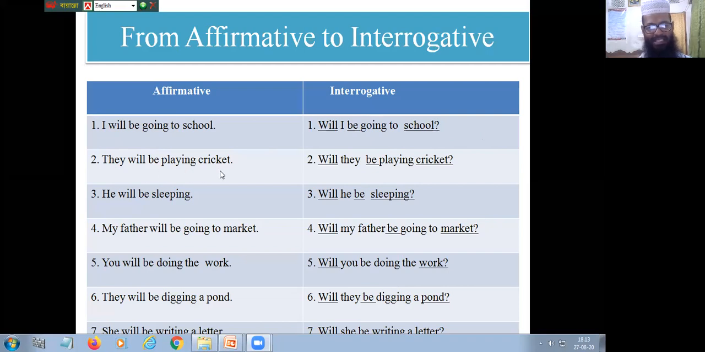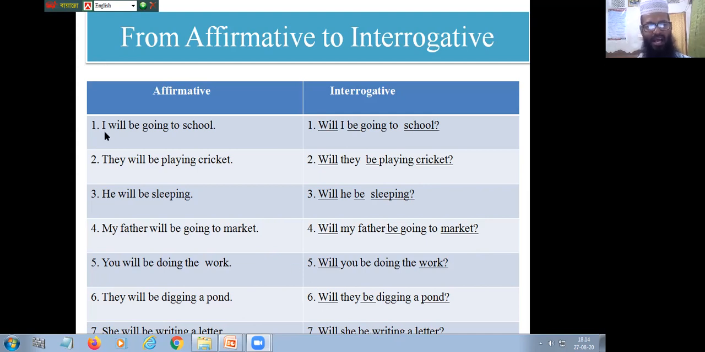They will be playing cricket. Will they be playing cricket? Understand? He will be sleeping. Will he be sleeping? My father will be going to market. Will my father be going to market? Understand? You will be doing the work. Will you be doing the work? They will be digging a pond. Will they be digging a pond? She will be writing a letter. Will she be writing a letter?